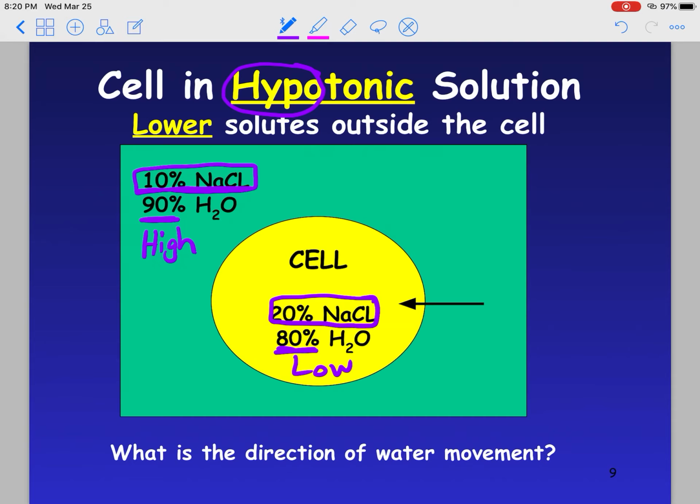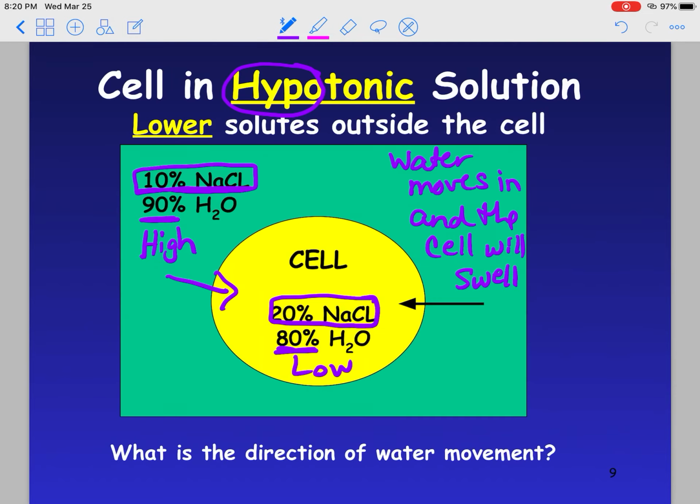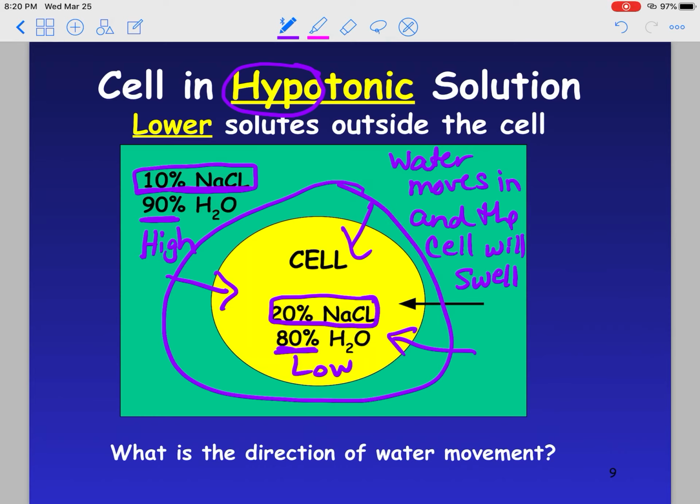So which way is the water going to move? It's going to move into the cell because it is high on the outside, low on the inside. In osmosis, the water always moves from high to low. And so in a hypotonic solution, water moves in and the cell will swell. So what happens here is as water rushes into this cell, it's going to get really big. It's going to swell up.